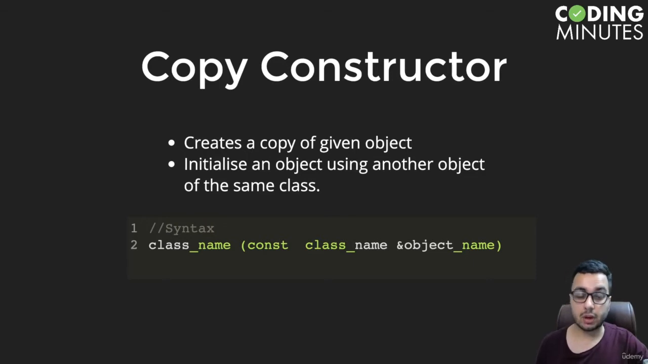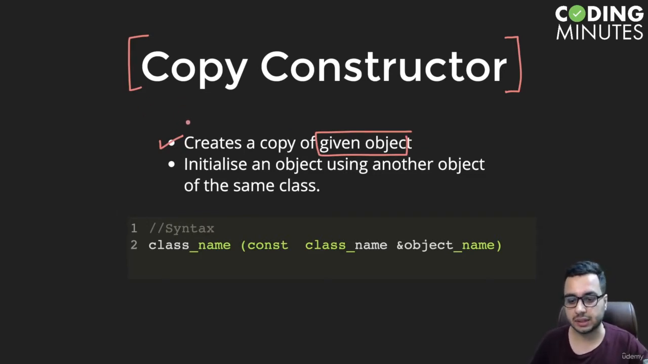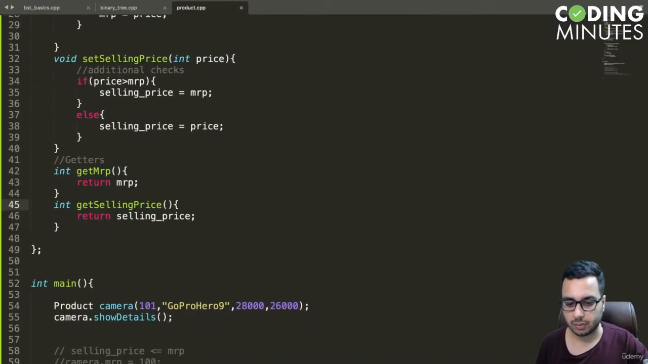So in this lecture, we will talk about one more type of constructor, which is known as copy constructor. And what is this constructor going to do? It is going to create a copy of a given object. That means we can initialize one more object by sending the current object, and this object can be created. So let me show you in the form of code.